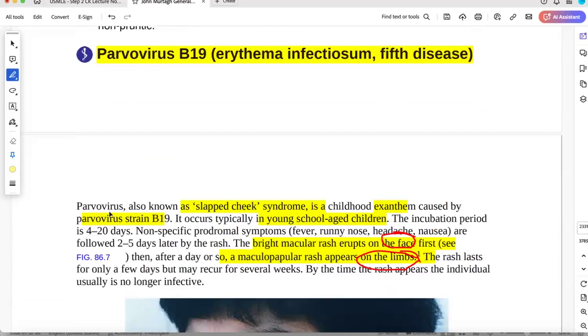Next, parvovirus B19, very important for exam. So parvovirus B19 is also called erythema infectiosum or fifth disease.